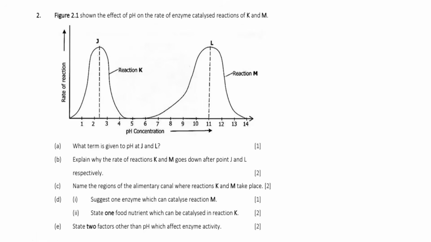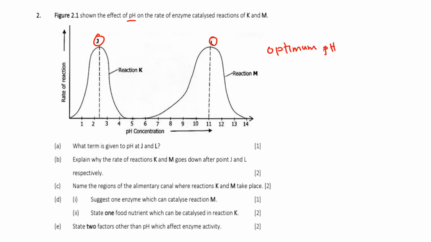All right, let us look at the second question. Figure 2 shows the effect of pH on rate of enzyme catalyzed reaction. What term is given to J and L? The figure shows the effect of pH. So we are dealing with pH. Like I said, among the factors that affect enzyme activity, one of them is pH. So what term is given to J and L? J and L, this is the top part of the graph. So those are called optimum pH.